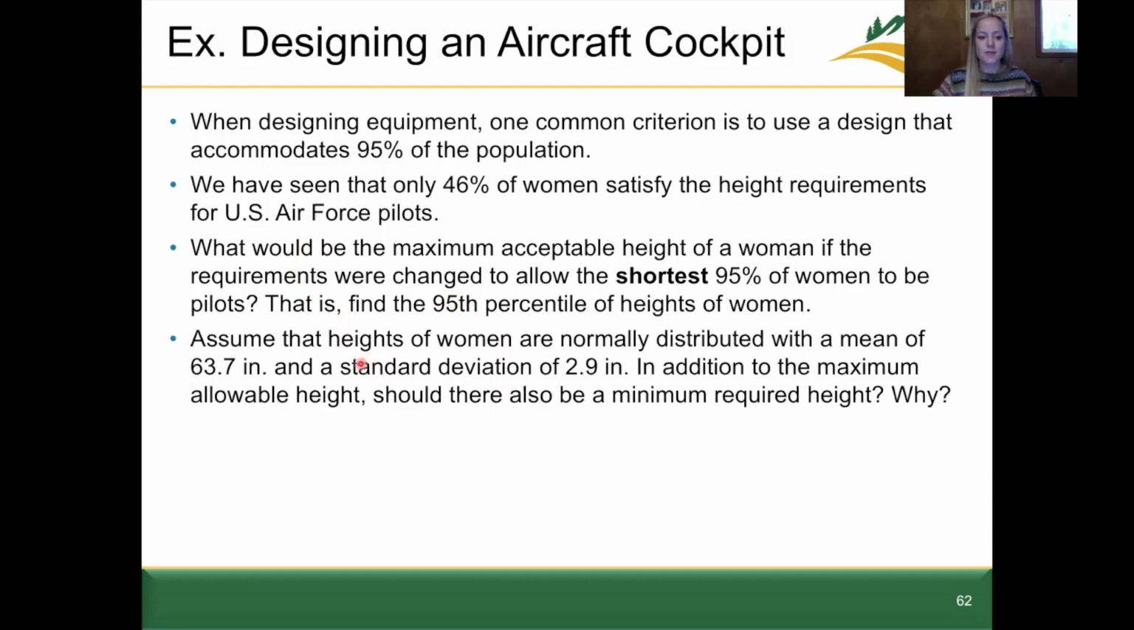To solve this, we're going to assume that the heights of women are normally distributed with a mean of 63.7 inches and a standard deviation of 2.9 inches. In addition to the maximum allowable height, should there also be a minimum required height, and why? So in the question, we're asked to find the 95th percentile of heights of women.